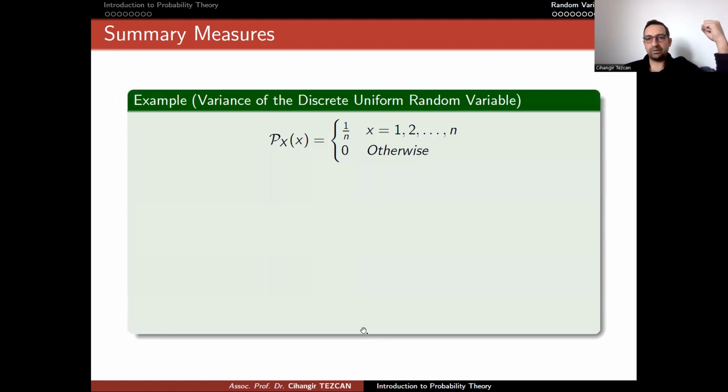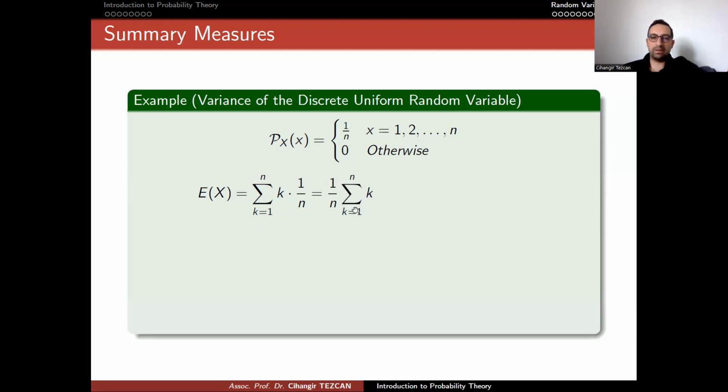Here's an example so that we can talk about all of these definitions. Let's look at the discrete uniform random variable. We defined it as follows: when x is between 1 and n, a discrete value, the probability is 1 over n, and it is 0 otherwise. The expected value is the summation from k equals 1 to n, where k takes all of these values, and the probability of these values is just 1 over n.